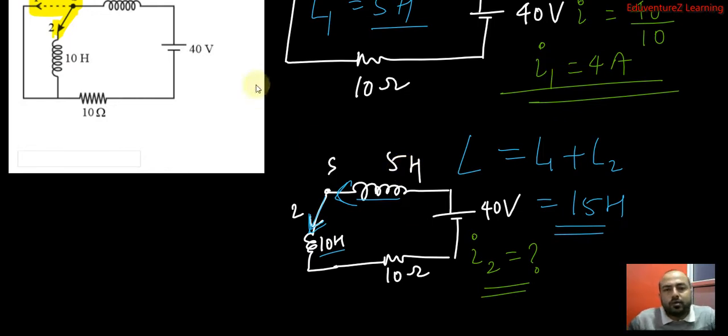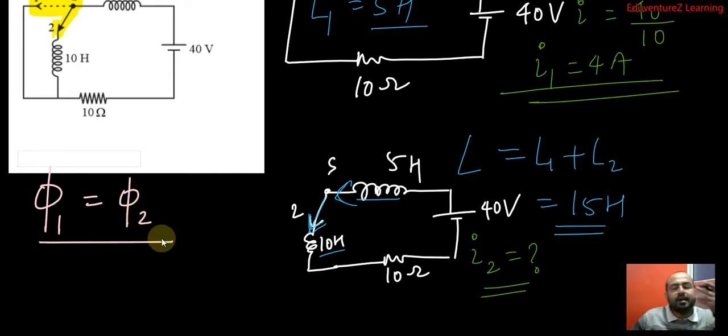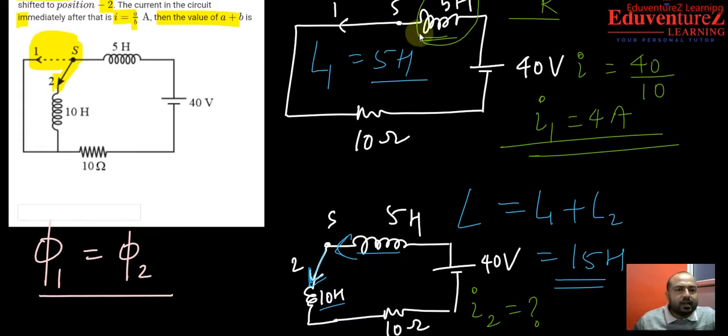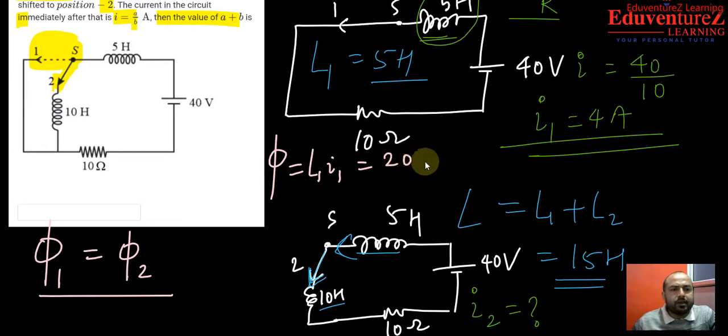What concept will we use? We will use that the initial flux is equal to the final flux. Why is the magnetic flux equal? Because initially the inductor is connected for a very long time and the flux is Li. We know the formula for flux as Li. So L1 I1 equals 5 into 4, which is 20. So 20 is the initial flux.